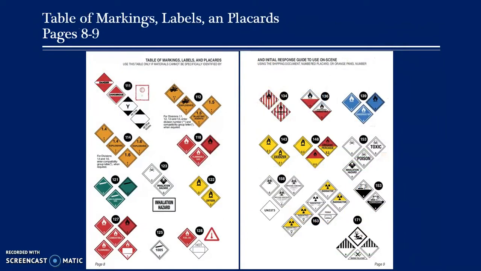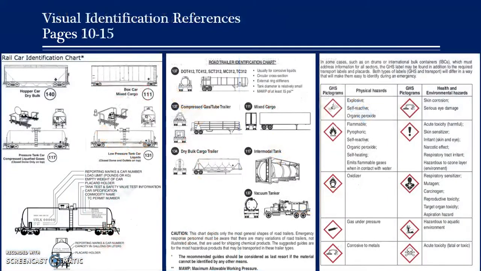Guides for markings, labels, and placards are on pages 8 and 9 respectively, while pages 10 through 15 provide visual identification references for rail cars, trailer identification, placards, and pipelines. They also outline the hazard classification system, illustrating how dangerous goods are listed by their class and division.